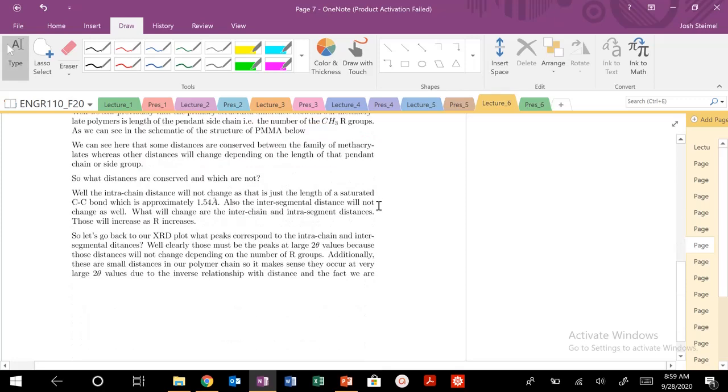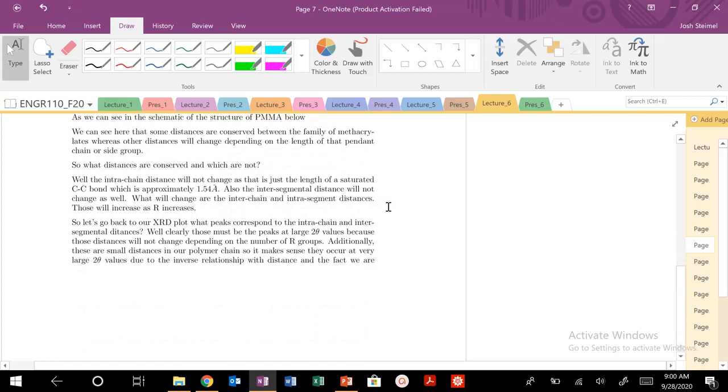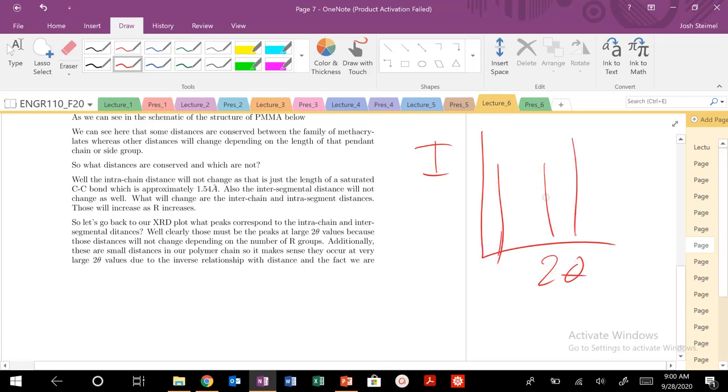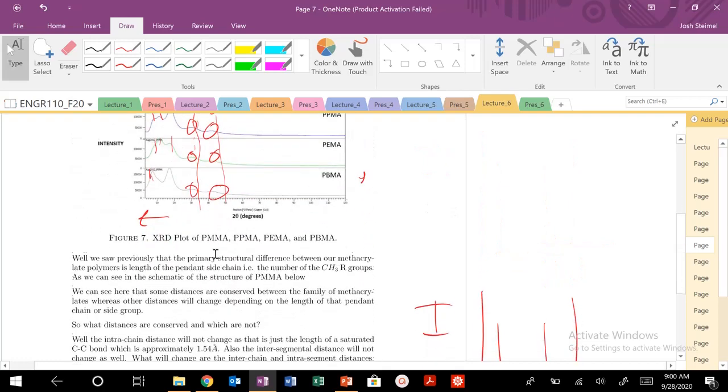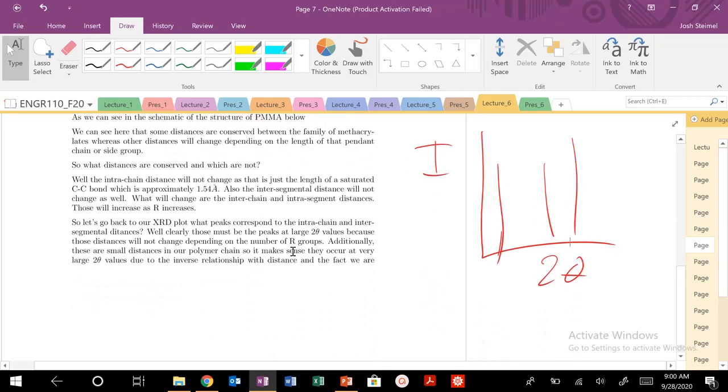Well, let's look at the structure of our polymer and what distances. Again, this plot, where we see peaks in 2 theta, is telling us about distances. So at these large values of 2 theta, which correspond to what type of distance? Because we know that d_hkl is proportional to sin theta inverse, so this is effectively our relationship. It's this inverse relationship.